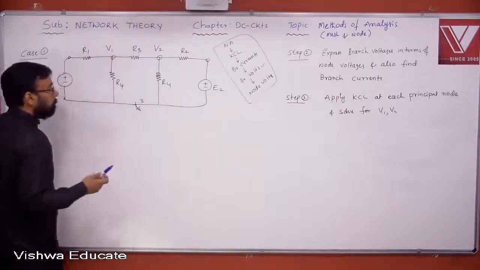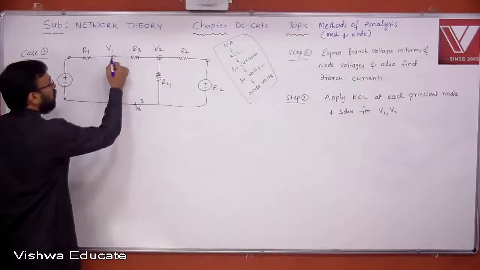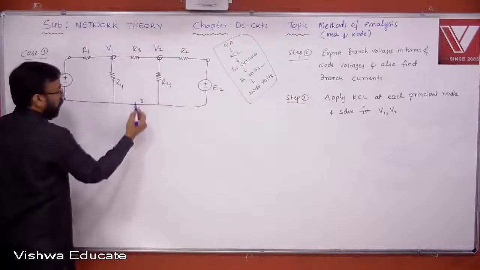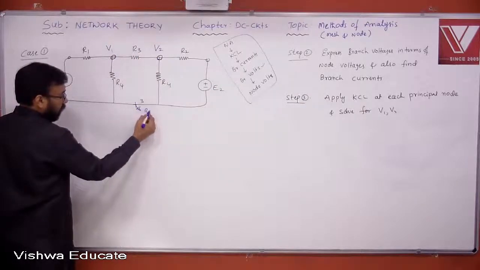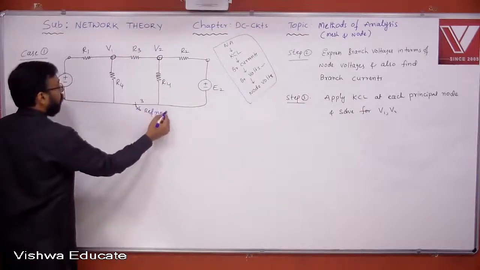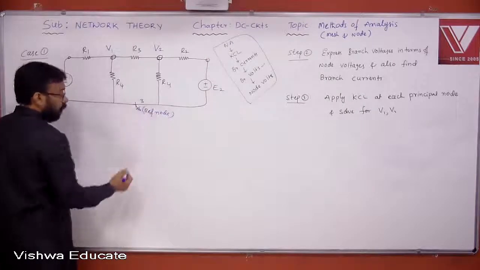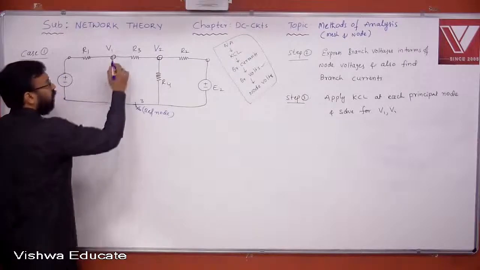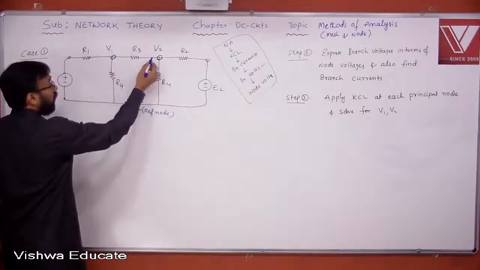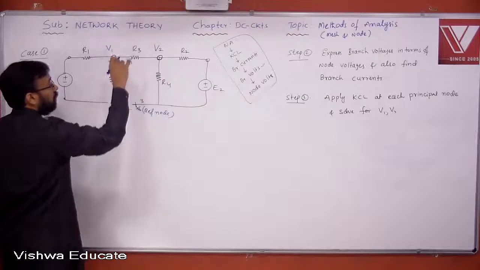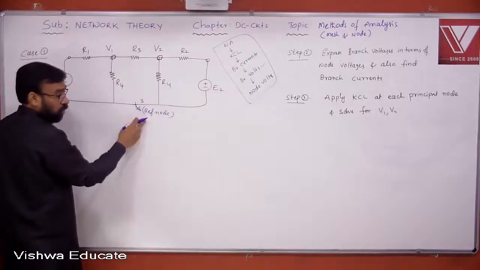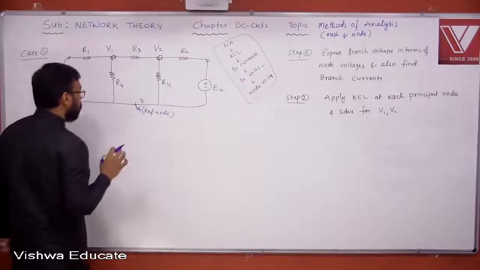What are the assumptions? The two principal node voltages are assumed to be at higher potentials with respect to the reference node. This is the reference node, okay? Zero potential node or datum node. The first important assumption is what? V1, V2, the principal node voltages are assumed to be at higher potentials with respect to the reference node. Okay, this is the first important assumption.